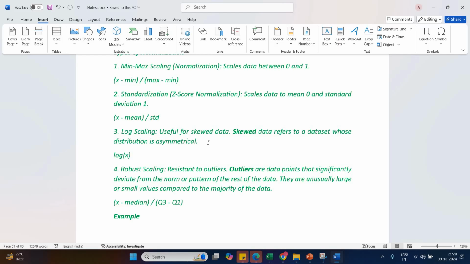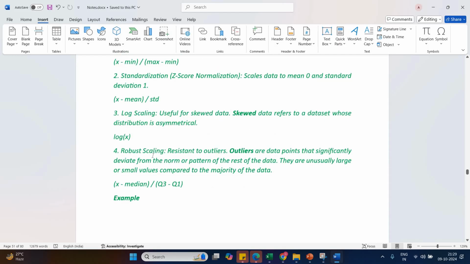If the nature of the data which you are analyzing is like that, then you use log scaling, right? You need to find out where you are able to find skewed data. You can simply go and Google it, like what is an example of skewed data, and you can find it. Then we have robust scaling. Robust scaling means we have to remove the outliers. Outliers are the data points that significantly deviate from the norm or pattern of the rest of the data.